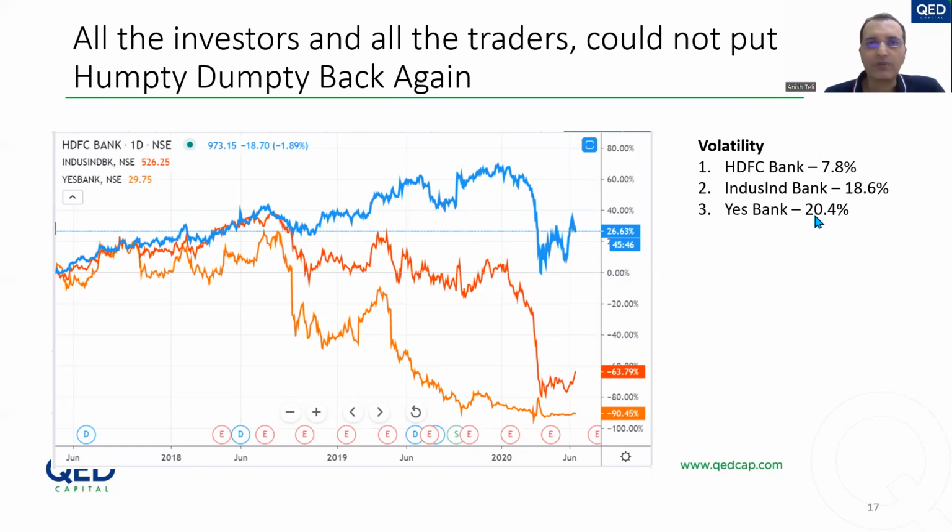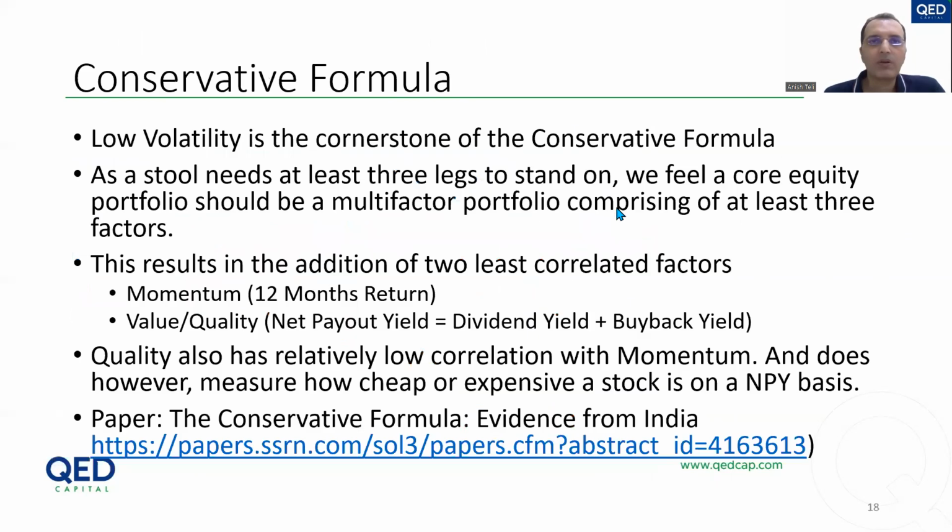Today, I'm going to talk about the conservative formula, and low volatility is actually at the cornerstone of the conservative formula. The conservative formula is a multi-factor approach, but basically what you do is you take a universe of stocks and divide them into high volatility and low volatility. And since we don't want... the factors can be cyclical, so nothing works all the time.